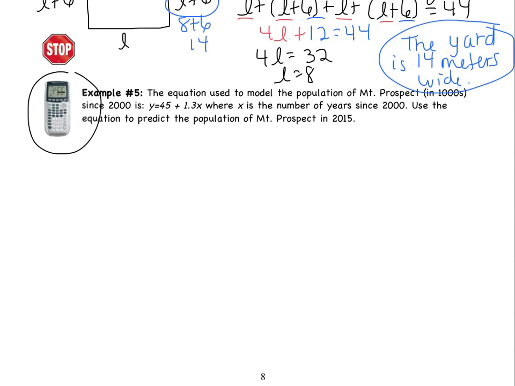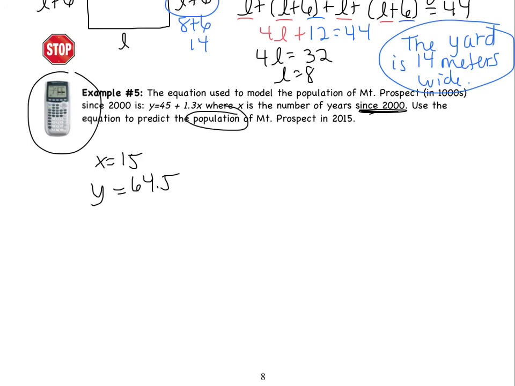Okay, you should have had enough time to try this one on your own. You should have taken x to be 15. It says x is the number of years since 2000. So in 2015, 15 years have passed. When you substitute in 15, you get y equals 64.5. Okay, so we're predicting the population.